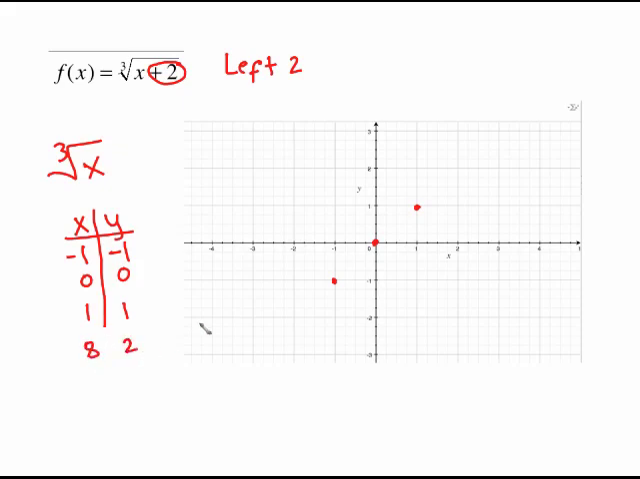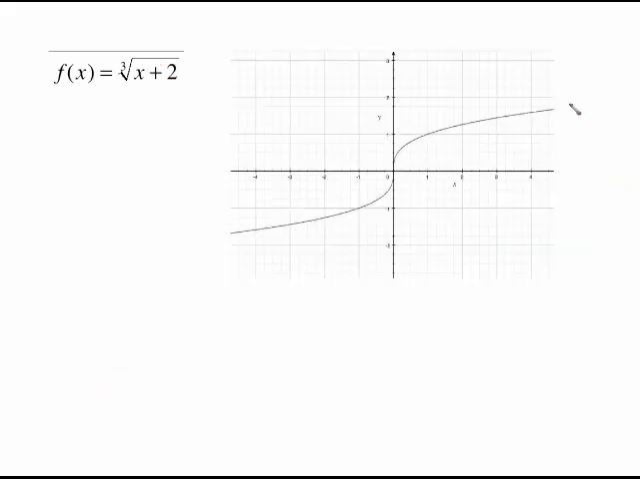Cube root of 8 is 2. So over 8, up 2, that's going to be way over here somewhere. And -8, -2 will be way over here somewhere. Of course, you need to do a little bit of memorizing, and that is the cube root does this little squiggly thing. So I'll try to get this here. It comes through. It kind of goes down. That's a horrible looking picture. That's why I've got it drawn over here a little better.